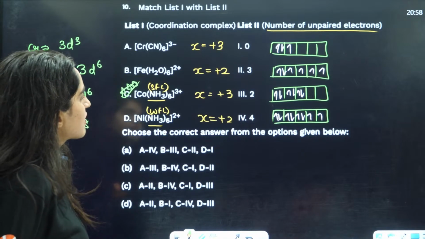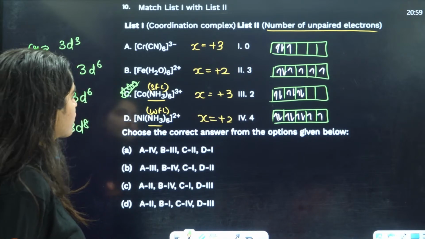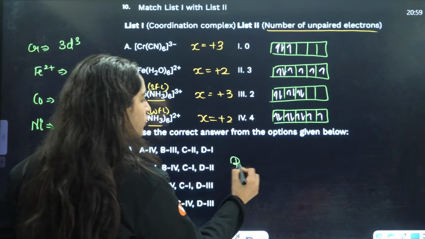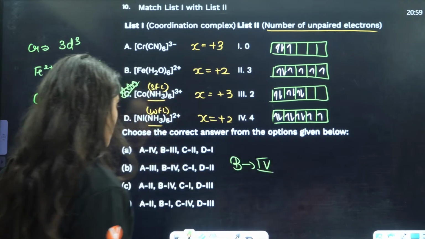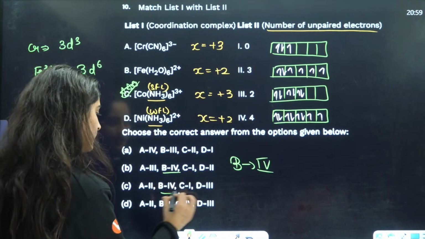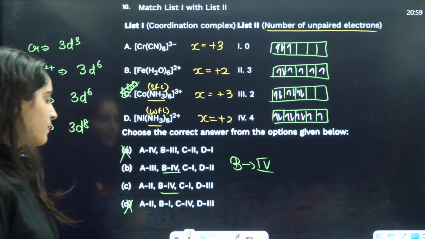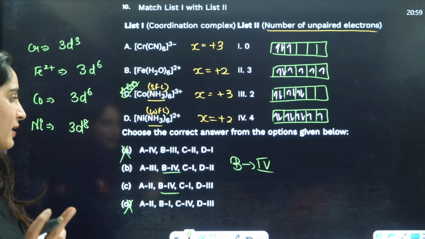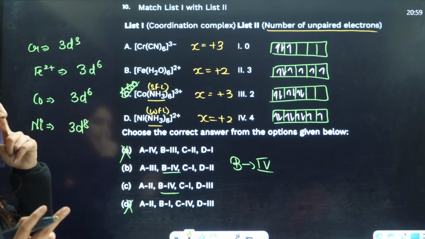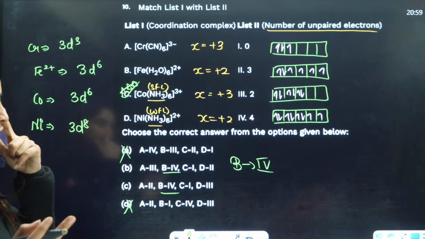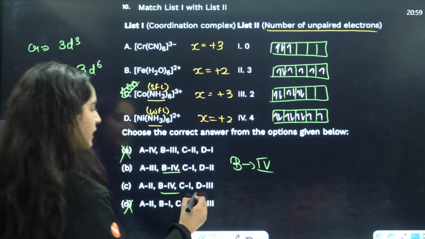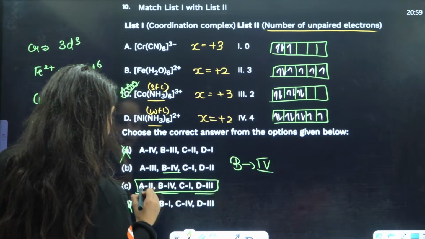Fe has 4 unpaired electrons, so B will be 4. If you talk about C, it is 1. D has 2 unpaired electrons, which means D is 3, right? So here, this will be the answer.